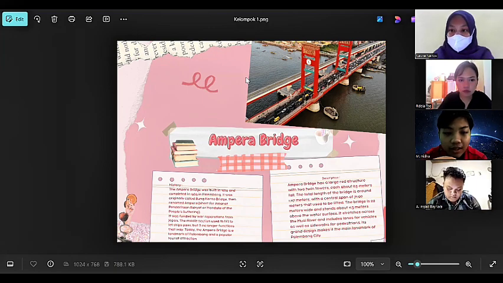However, it was then renamed Ampera, which is the short name for Amanat Penderitaan Rakyat. In English, it is known as the Great Water Bridge. Okay. Next will be explained by Bella.